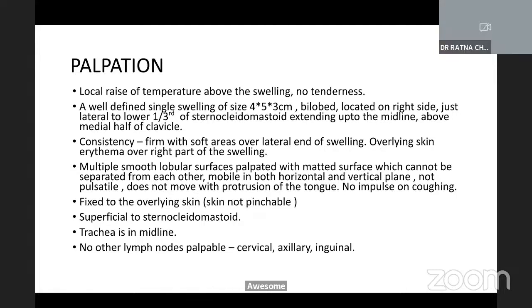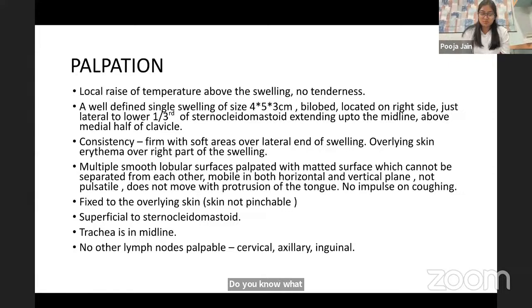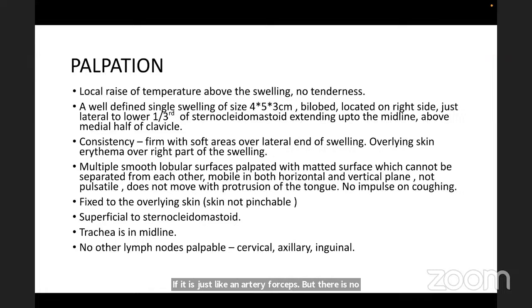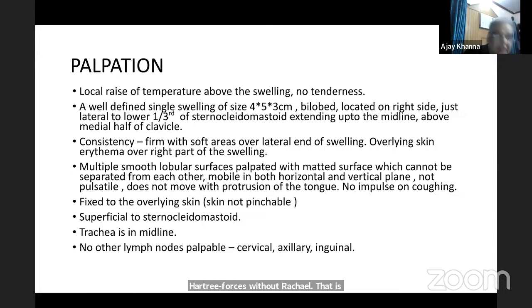So in Hilton's method, one should not go in throughout with the blade. Only the skin should be incised with the blade, and thereafter the sinus forceps or some other blunt forceps should be pushed in, like Sir said, parallel to the neurovascular bundle. Pooja, do you know what is Hilton's forceps? Hilton's forceps, by which you do the Hilton's drainage. It is just like an artery forceps, but there is no ratchet in that. Artery forceps without ratchet, that is the Hilton's forceps. Okay.